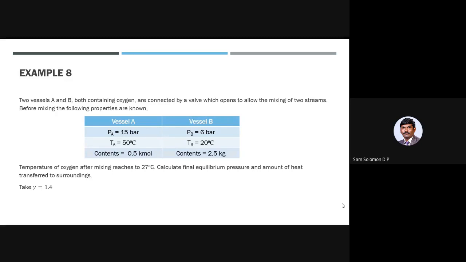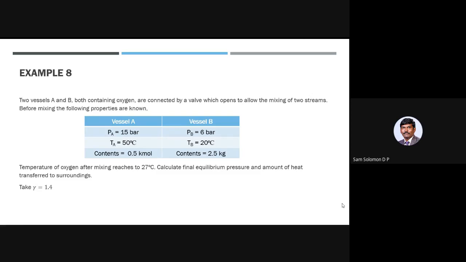Okay, so we have already seen the application of Dalton's law, Amagat's law, and Gibbs-Dalton's law. So in today's class, we will see a couple of examples that deal with adiabatic mixing. Okay, so in this particular example, two vessels A and B, both containing oxygen, are connected by a valve which opens to allow the mixing of two streams.